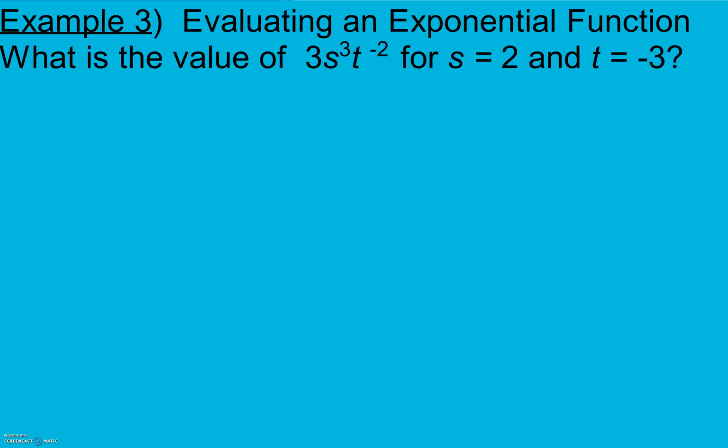In example 3 here, we're going to be evaluating an exponential function. My 3, I can keep. It doesn't have a negative exponent. My s, I can keep. It doesn't have a negative exponent. But my t, I have to drop down to my denominator to make it positive.